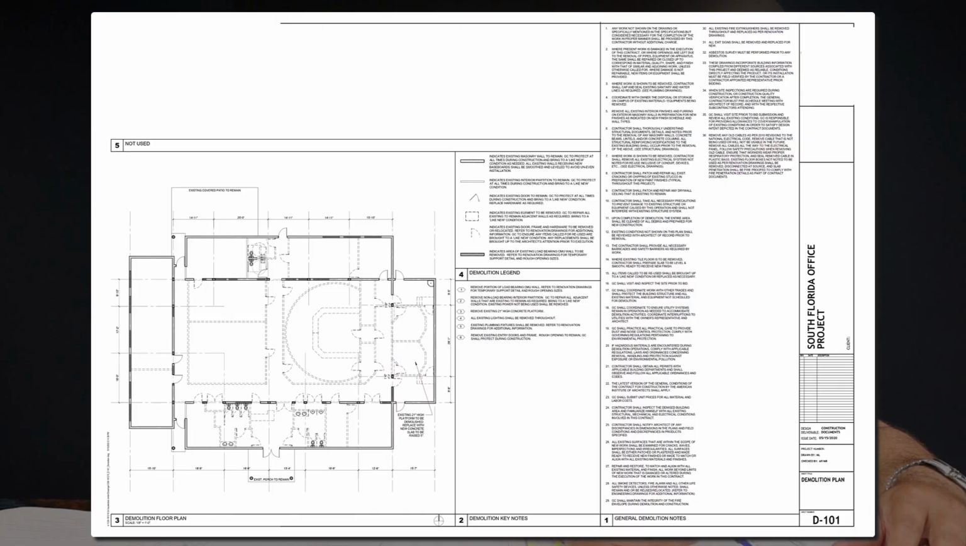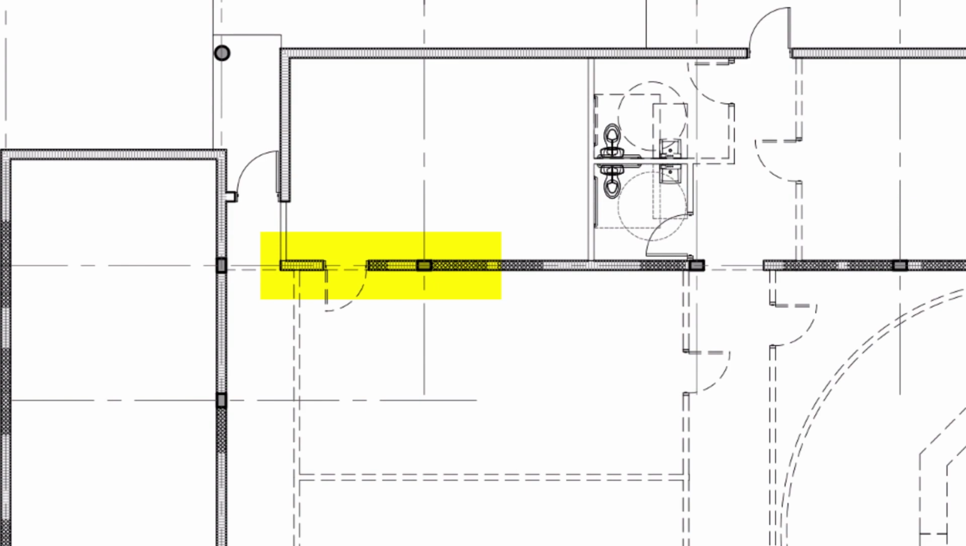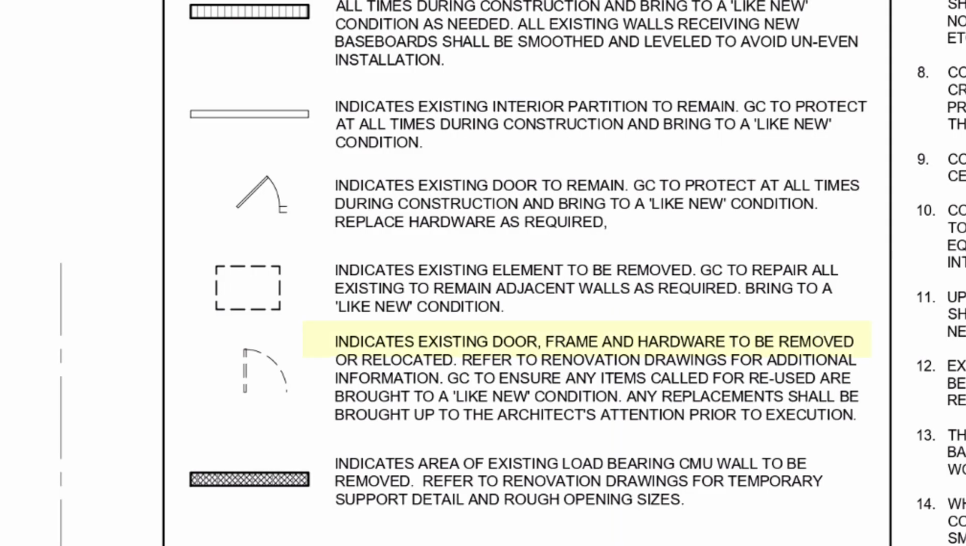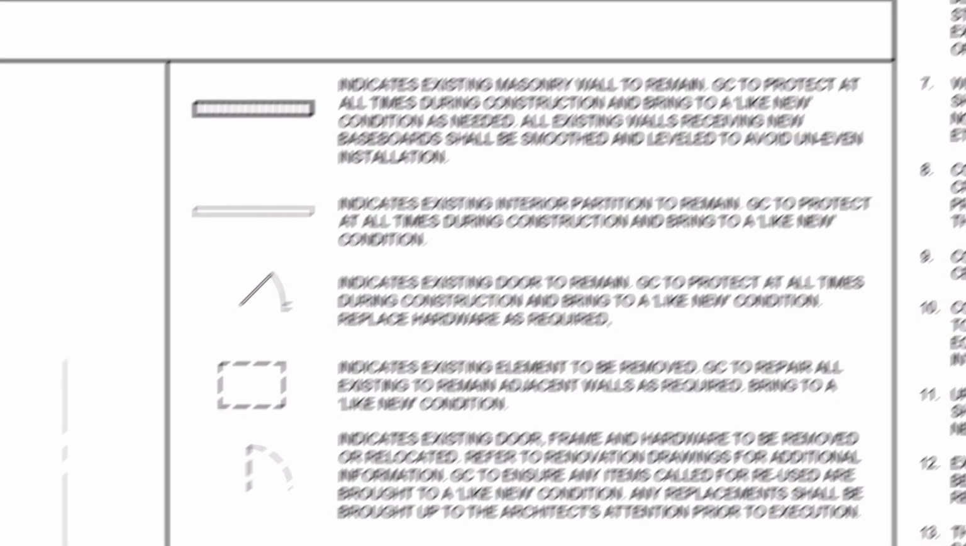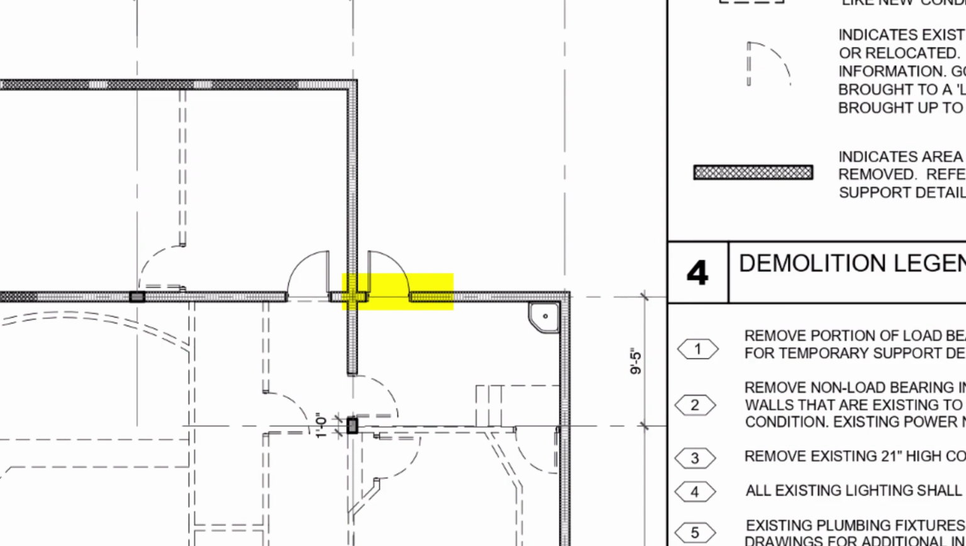All right, so the doors with the dashed line, that means that they're to be demolished. They're actually right here also saying indicates existing door frame and hardware to be removed. So you'll see that the doors with the dashed line, they're gonna be removed. And then here, existing doors to remain will be solid, such as this door right here. This door is not gonna be removed, one of these exterior doors, okay?